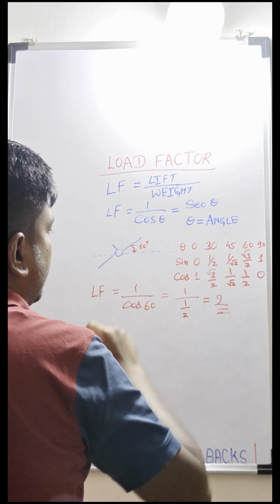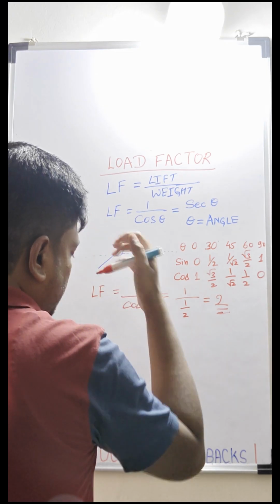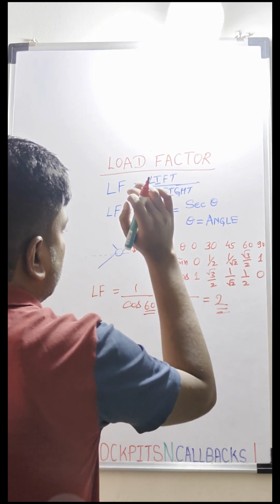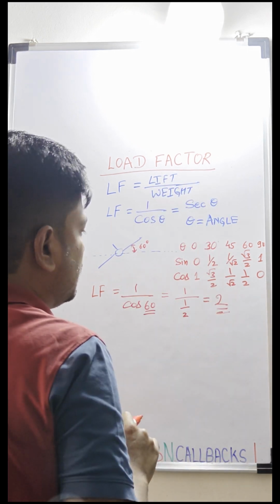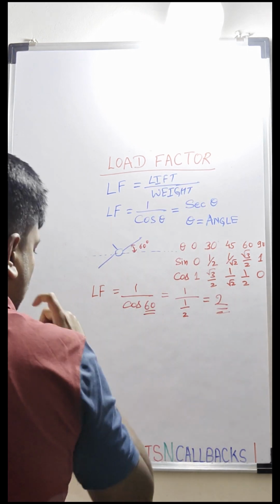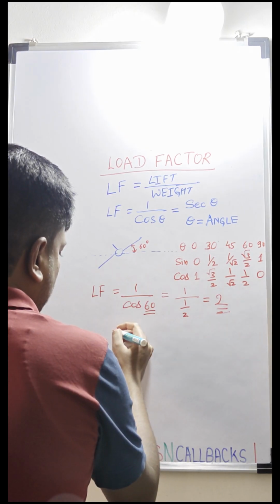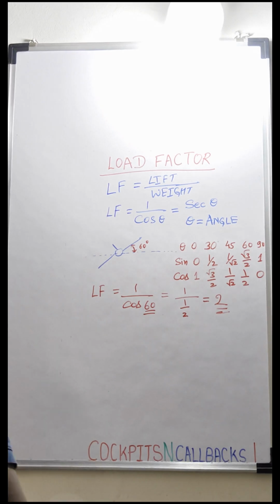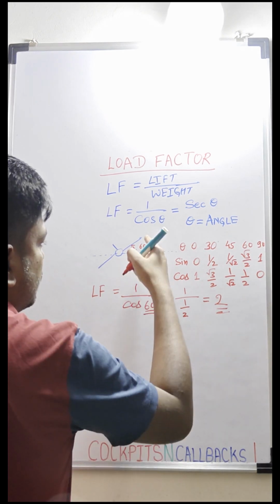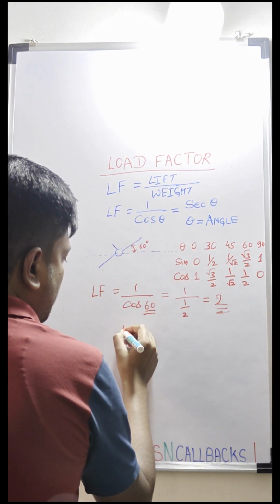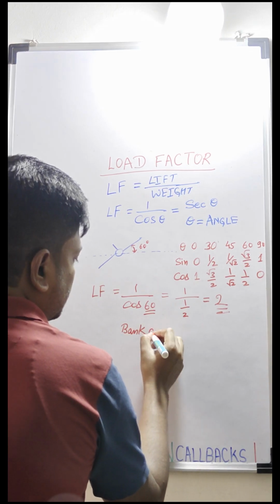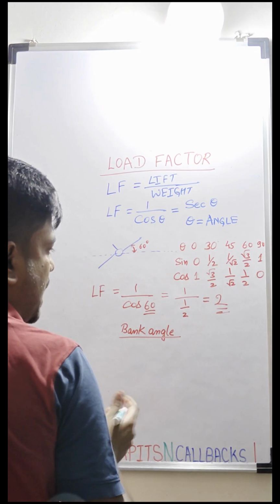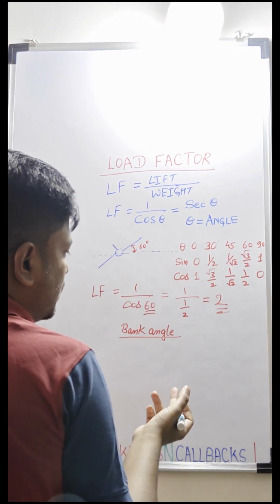Now as I said, there is this theta, right? We discussed 2 formulas, that is your lift upon weight, and then your 1 upon cos theta, that is your secant theta. So there might be a question in the paper that would say, what are the factors that impact your load factor, right? So we just saw one of them, which is your bank angle, right? So bank angle impacts your load factor. Now how does it behave with the bank angle?